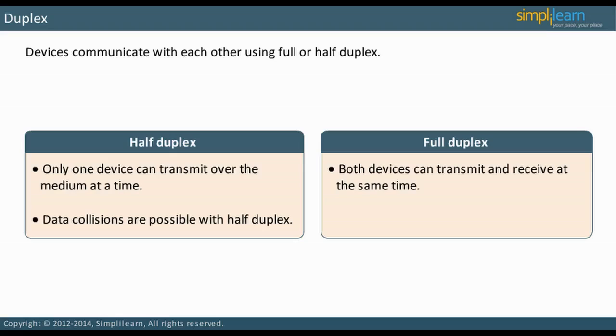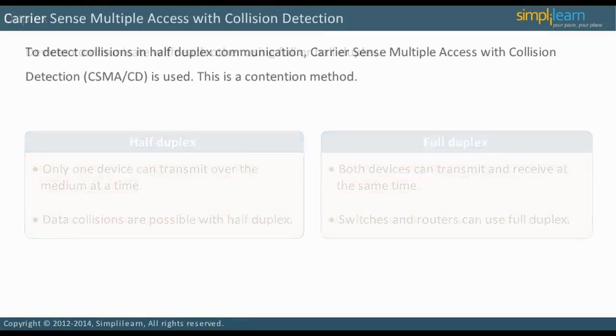Since frames transmitted on a hub are received by all attached devices, hubs cannot use full duplex. Switches and routers can use full duplex. However, this depends on the interface used for transmitting and receiving data. Some interfaces are limited to half duplex. When using half duplex, there must be a mechanism available to deal with collisions. This mechanism is dealt with in the next slide.